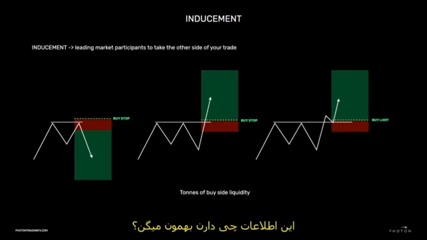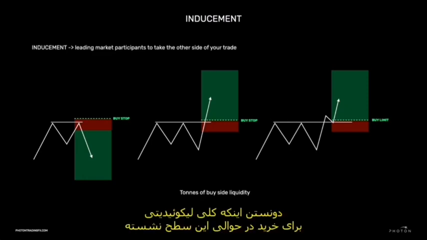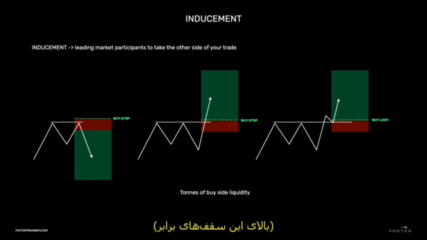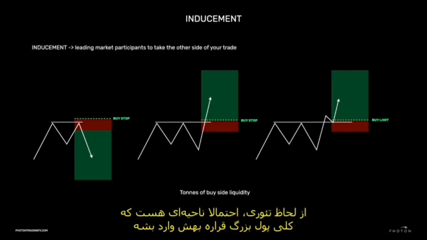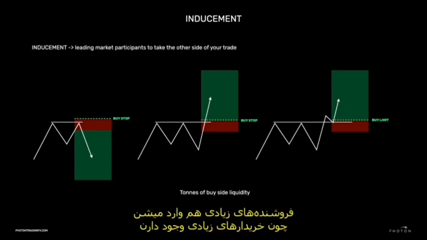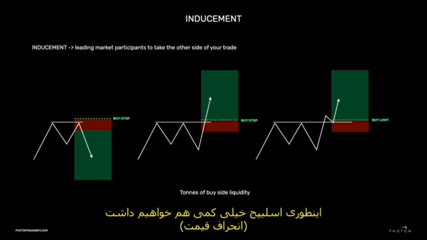So what does this information actually tell us? Well, using that knowledge that there is likely a ton of buy-side liquidity sitting right around that price level above those equal highs, in theory, this could likely be an area that big money is going to want to step in and sell at, because there are enough buyers for them to sell to without experiencing terrible slippage.